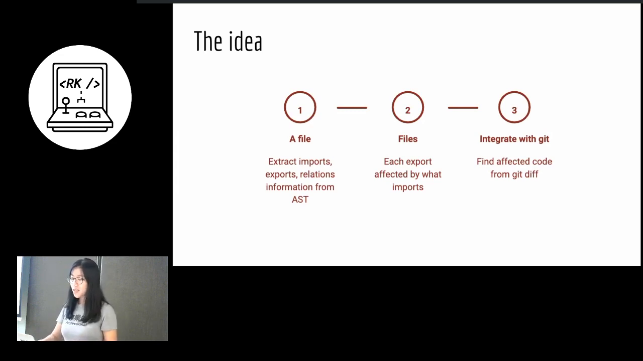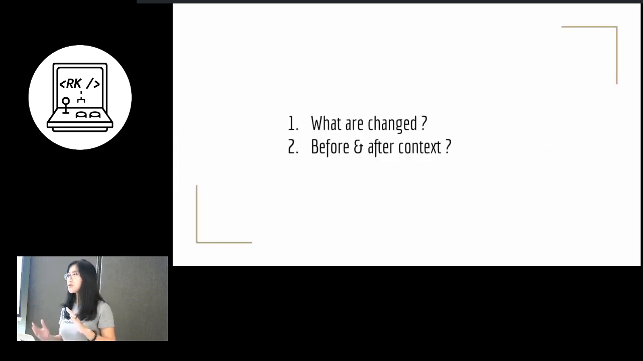So, comes to the step 3, when I work with Git, there's 2 main problems I need to solve. The first one is what are changed. I mean, not the lines of code that are changed. This can be told from the Git diff easily, right? But since I need the export declarations, I need to find out what variable, what class, or what function are changed from the diff. Yeah. So this is the first problem.